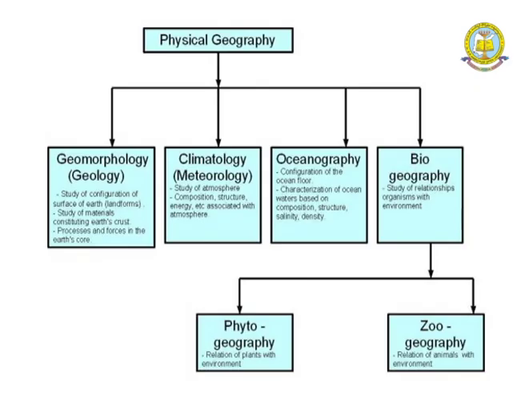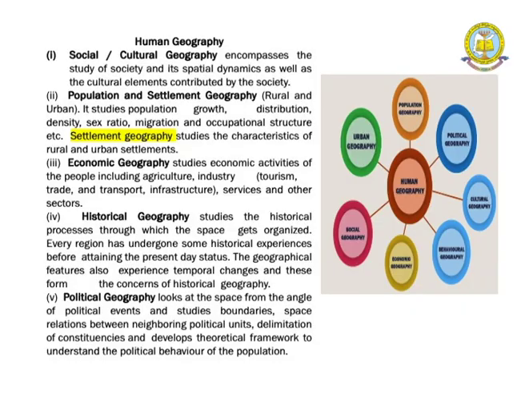Again, biogeography has been divided into phytogeography and zoogeography, which is a different concept. I don't want to go into the details of that, my concentration is on geomorphology. So let me tell you about another branch of geography, called human geography. In human geography, you will read social or cultural geography, population geography, economic geography, historical geography as well as political geography.